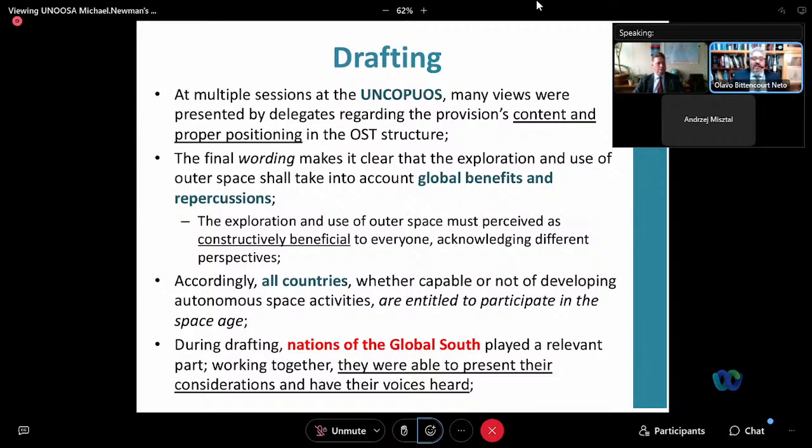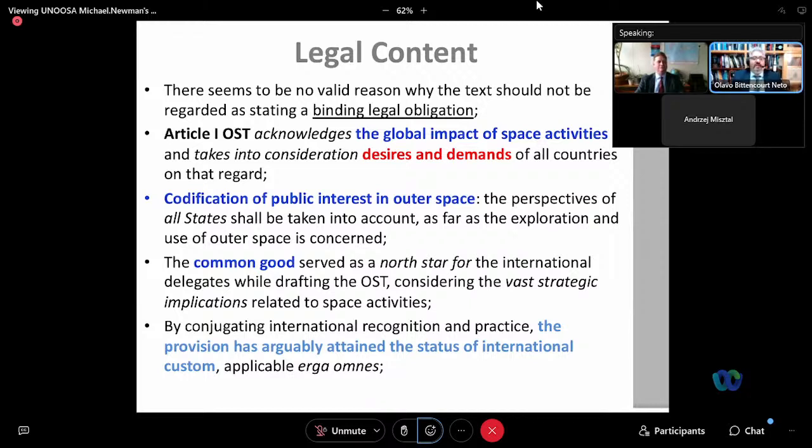Now, please, the next slide, Michael, if you may. Thanks. Now, considering the legal content of Article 1, here we have a significant legal content. Why is that? Because, first of all, there seems to be no valid reason why the text of Article 1 should not be regarded as stating a binding legal obligation. And it acknowledges and anticipates the global impact of space activities around the globe, while it takes into consideration the desires and demands of all countries in that regard.